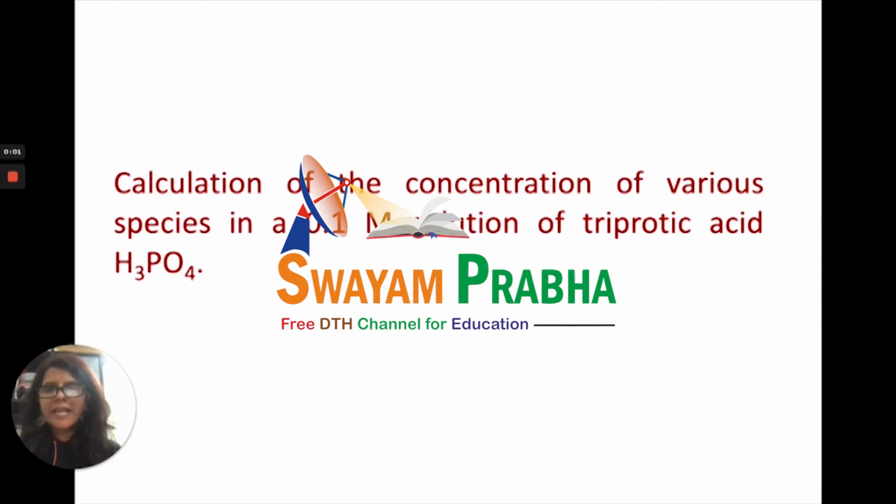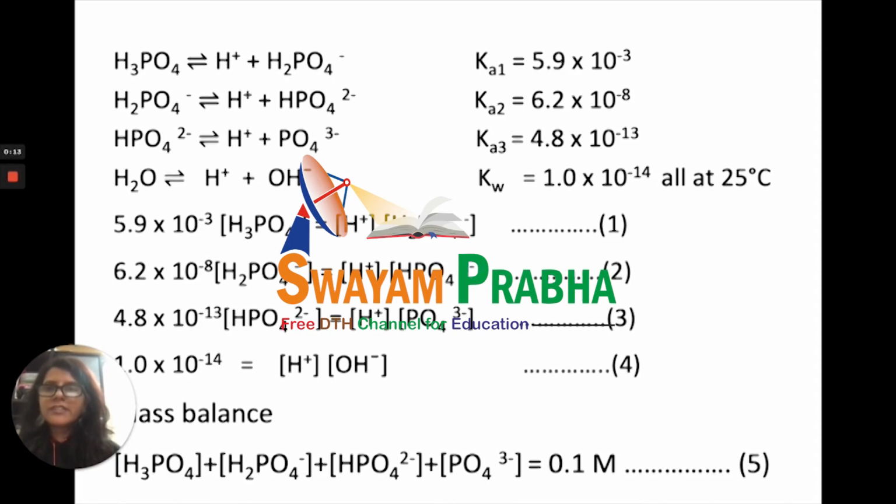Let us now try and calculate the concentration of various species in a 0.1 molar solution of a triprotic acid. Here in this case we have taken phosphoric acid, H3PO4. Now H3PO4 ionizes as H plus and H2PO4 minus, Ka1 is 5.9 into 10 to the power minus 3. H2PO4 minus from the first step ionizes as H plus and HPO4 2 minus in the second step. Ka2 is 6.2 into 10 to the power minus 8. HPO4 2 minus, which has been obtained from the second step, ionizes as H plus and PO4 3 minus in the third step. Ka3 is 4.8 into 10 to the power minus 13.